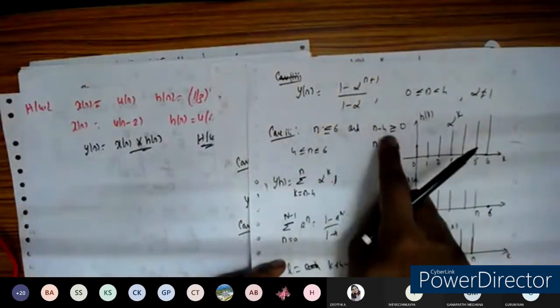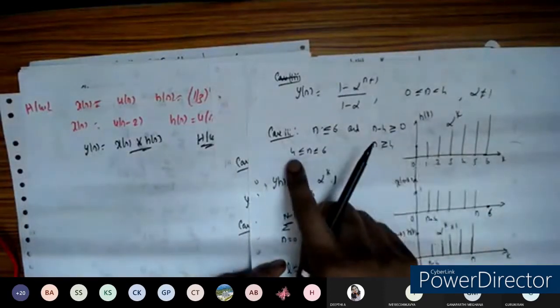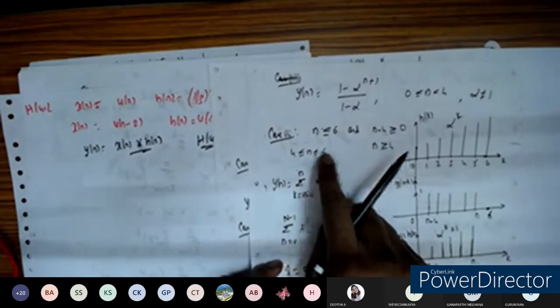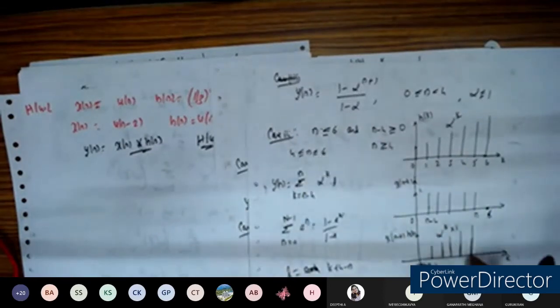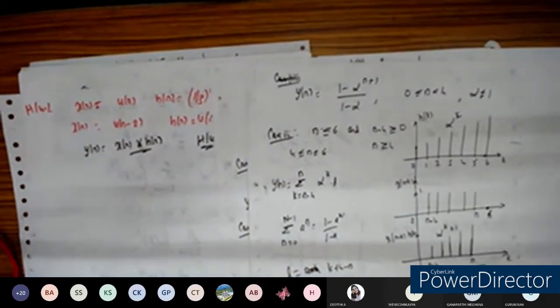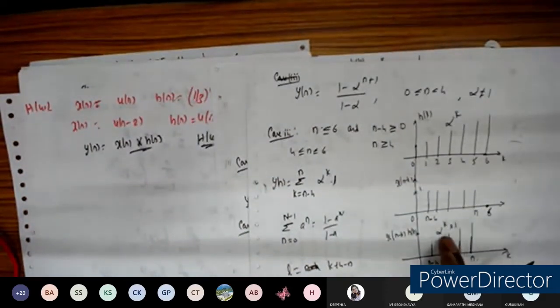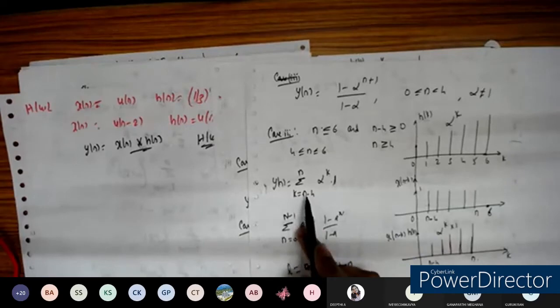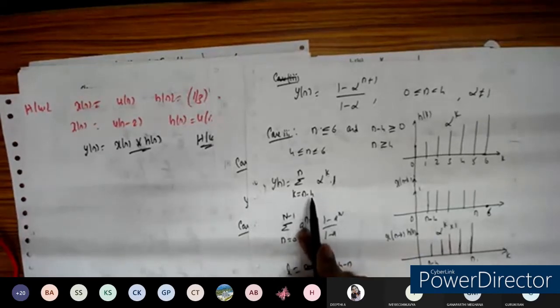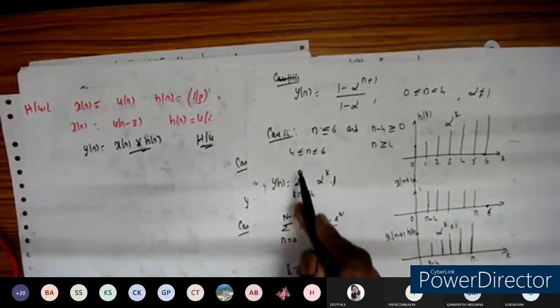If I solve this for different values of n, n can take the value from 4 to 6 here. That is the value of n it will take, and the overlapping will be there when I take the product of this into this one. The overlapping will be from n minus 4 up to n. The product is alpha to the power of k, which is what we have substituted in the convolution sum. K can take the value from n minus 4 up to n.